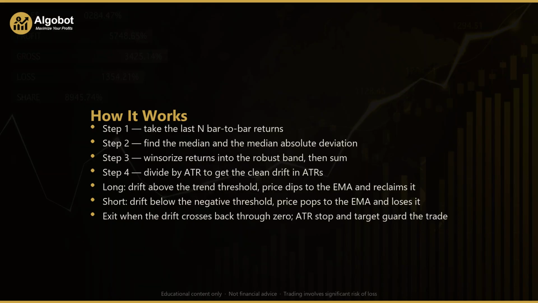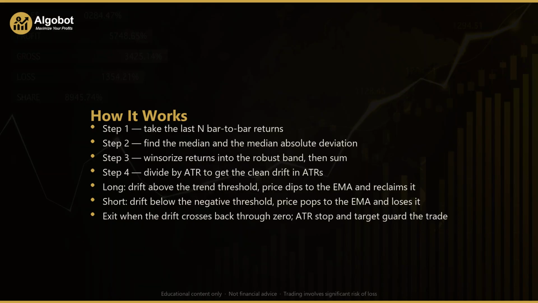Now the trading rules. For a long, the strategy requires two things together. The clean drift must be at or above the trend threshold, which by default is 0.75 ATRs, confirming a robust uptrend. And price must have dipped to the fast EMA on the prior bar and then reclaimed it on the current close. In other words, it buys the dip as the trend resumes, rather than chasing a move that has already run. The short side is a mirror image. The clean drift must be at or below the negative threshold, confirming a robust downtrend, and price must have popped up to the fast EMA and then lost it on the close. That's selling the rip within a falling market.